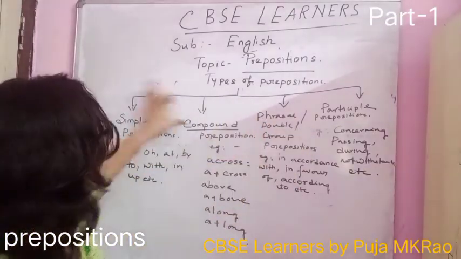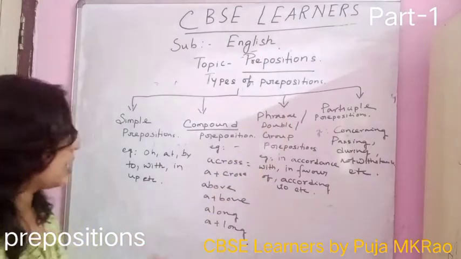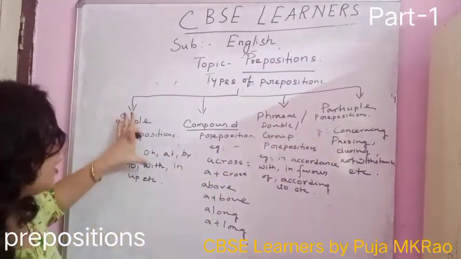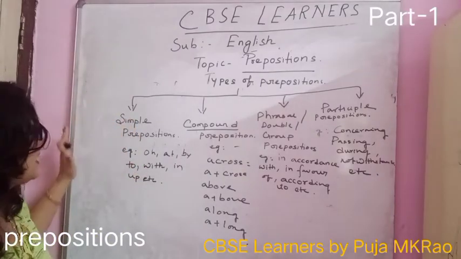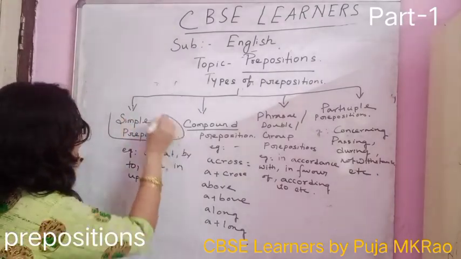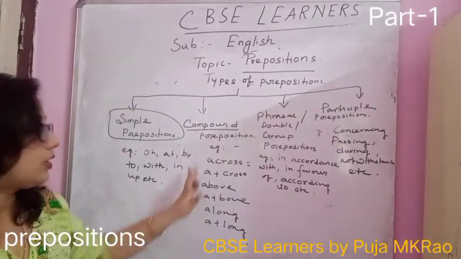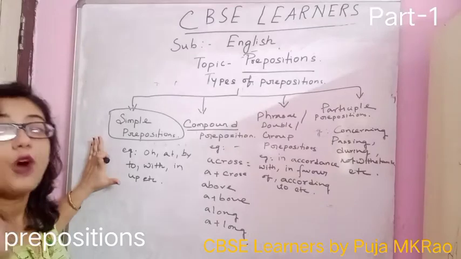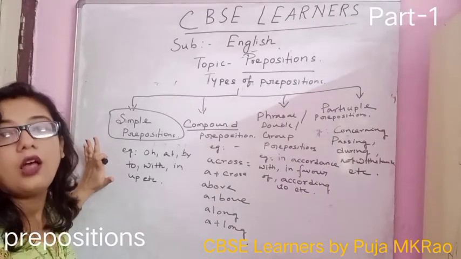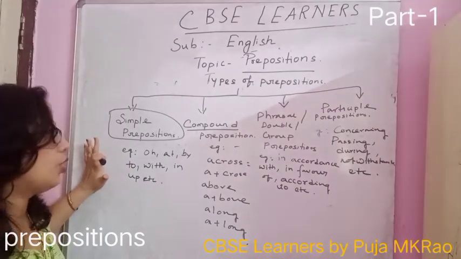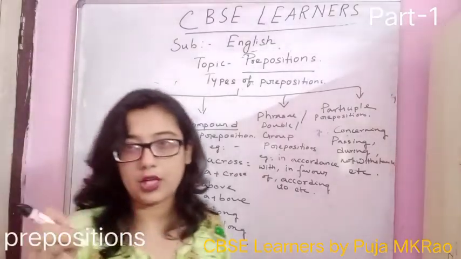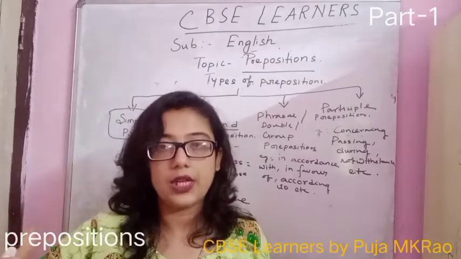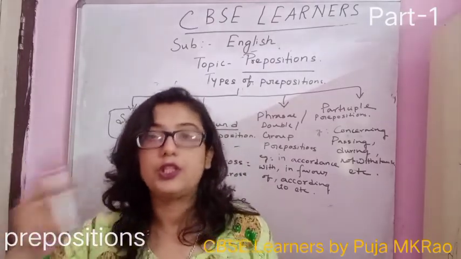Next, these are the primary types of prepositions: simple preposition, compound, phrasal, participle. Now, we can subdivide the simple preposition once again. These others are not further divided, but the simple preposition is further divided into three types. I will just give you one introduction to the simple prepositions. I have already explained that these are monosyllabic and it is further divided into three types.